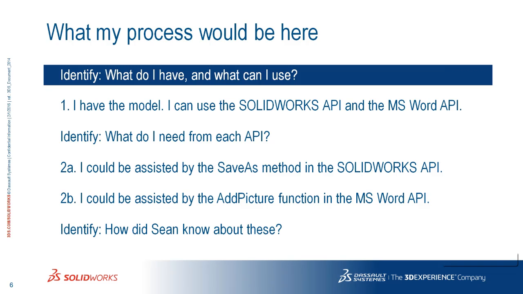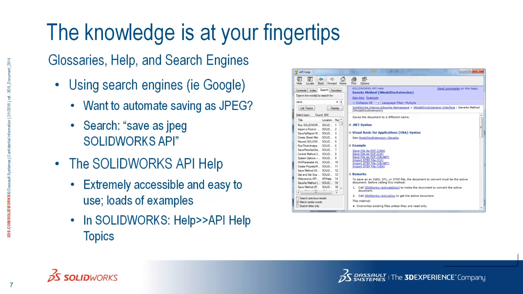And then the question is, how did I know about this? How did I know about these things? If it's not something you've done before, if you're at that beginner level, you might not know how I even knew that there was a save as method in SOLIDWORKS or an add picture method in a Microsoft Word API. So just to go over a few quick tips, I know not everyone is super familiar with using APIs, but the knowledge is truly at your fingertips, and these are just some different things I'll use.